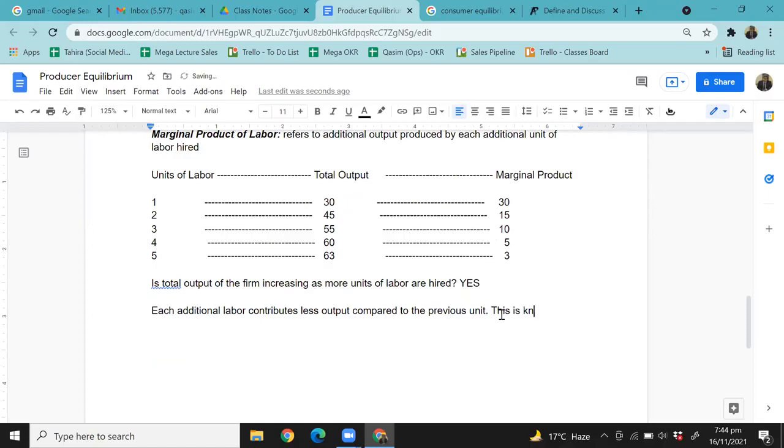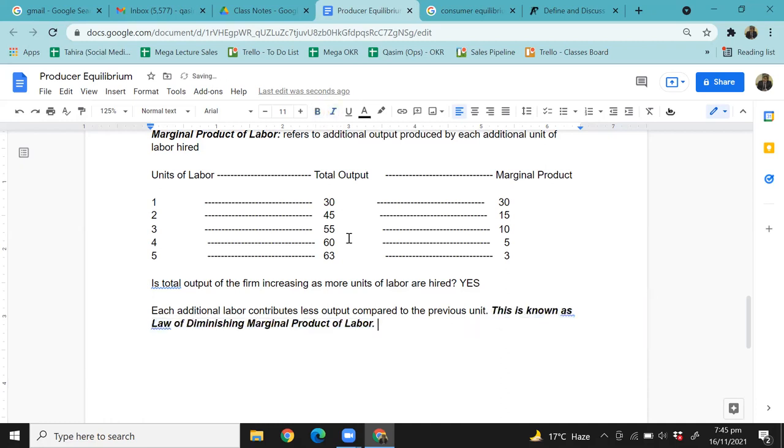This is known as the law of diminishing marginal product, and I'll also give you a reason why that happens. Law of diminishing marginal product of labor. What is this known as? This is known as the law of diminishing marginal product of labor, right? Okay. Is this simple? Okay.